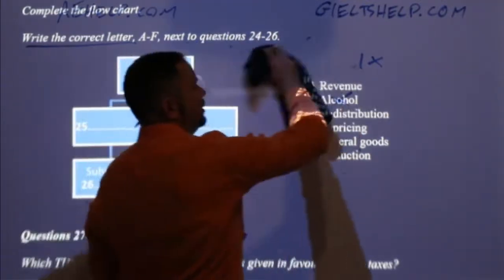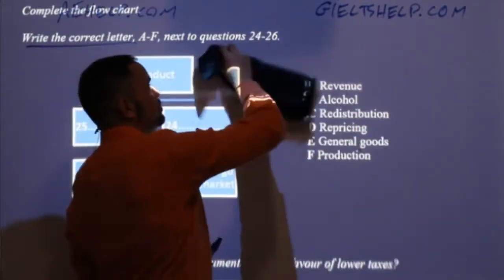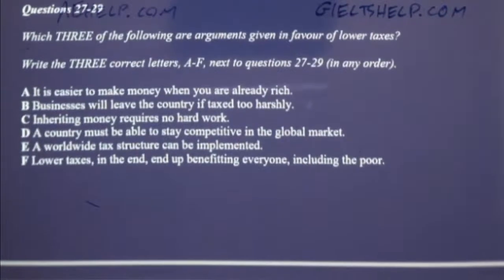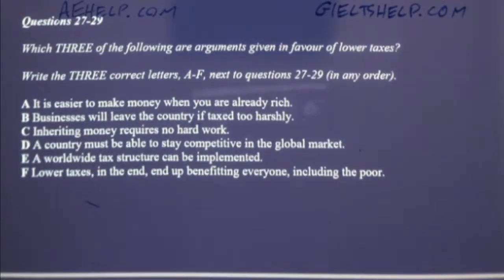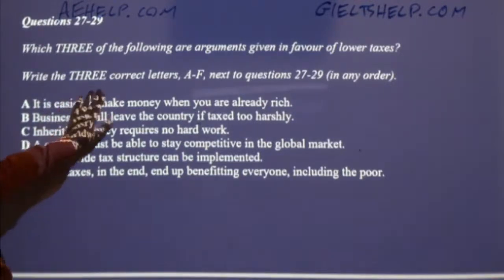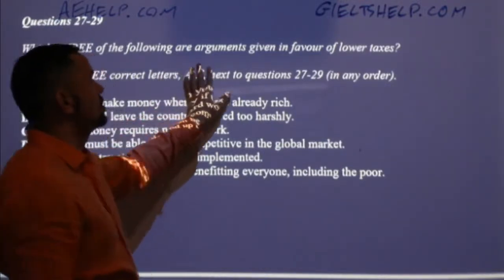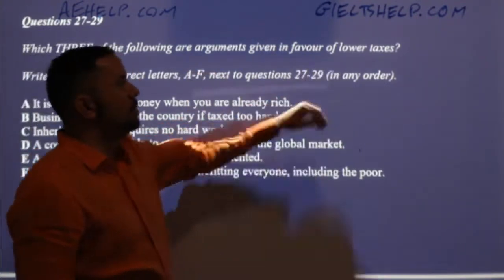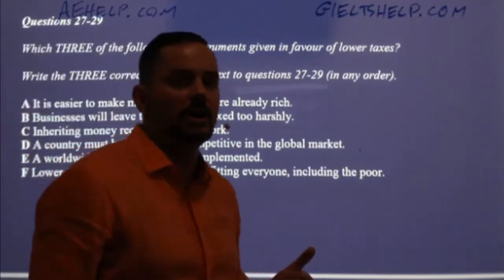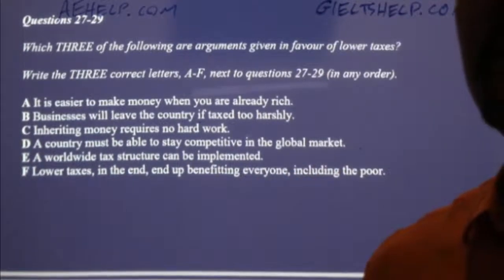Now, you had a little chance to look at questions 27 to 30. And questions 27 to 29 was one complex multiple choice question, okay? The order doesn't matter for this type of question. You just need the correct letters. So which three of the following are given as arguments in favor of lower taxes? Now, careful, the first professor was talking about reasons for higher taxes, so the benefit of having higher taxes.